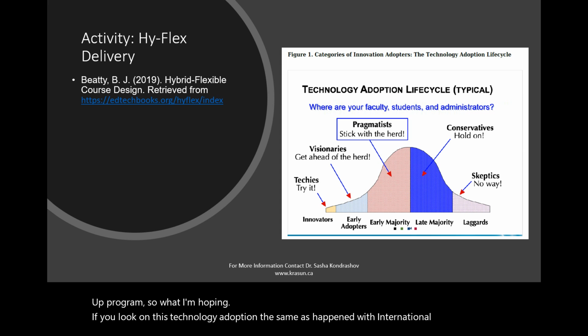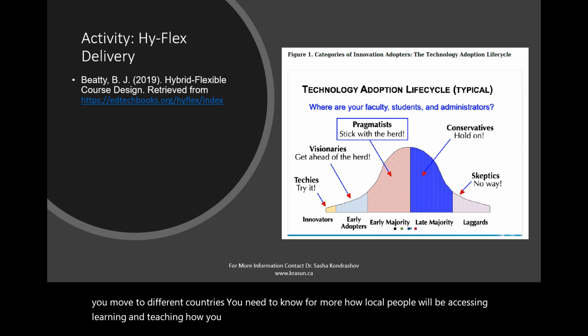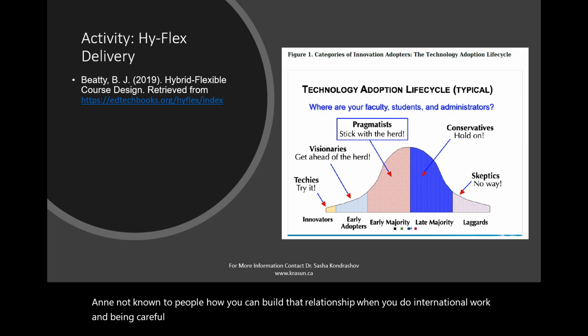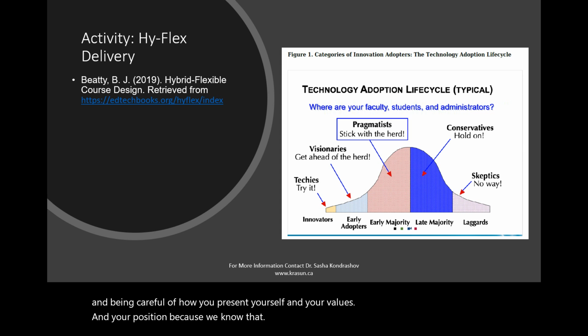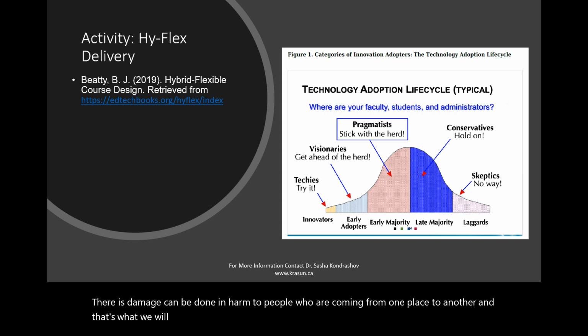When you move to different countries, you need to know more about how local people will be accessing learning and teaching, how you can be successful in a community where you do not know people, and how you can build that relationship when you do international work, being careful of how you present yourself, your values, and your position, because we know that damage and harm can be done to people by those coming from one place to another. And that's what we will be emphasizing in the next module: how to do the work ethically and appropriately if you're engaging in international social work practice.